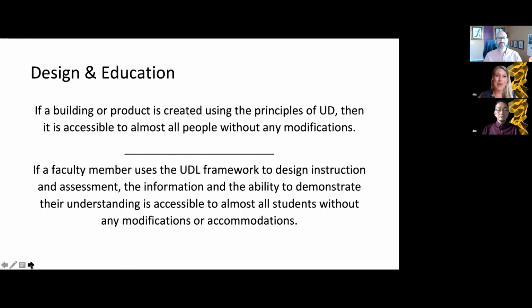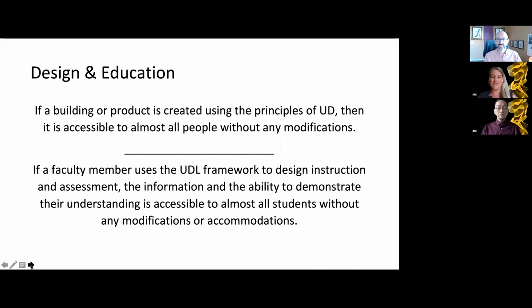So if we're looking at this comparison, or thinking about the relationship between universal design and universal design for learning, here are two other ways for us to make this more clear. If a building or product is created using the principles of universal design, then it is accessible to almost all people without any modifications. If a faculty member uses the universal design for learning framework to design instruction and assessment, the information and the ability to demonstrate their understanding is accessible to almost all students without any modifications or accommodations.